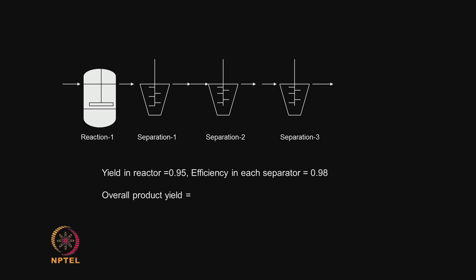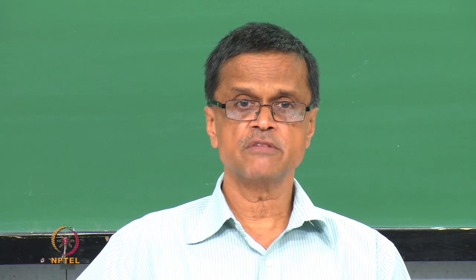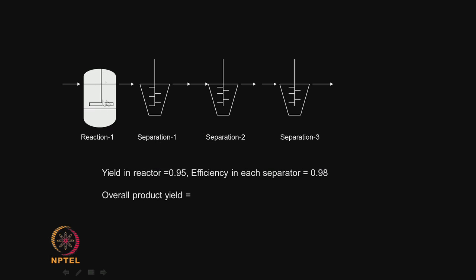Okay. So, look at another problem. As I said, any process will have several downstream units: filters, chromatographies, extraction and so on. So, imagine a process where you have a bioreactor or a fermenter with 95% yield and 3 downstream units, each one being 98, 98, 98. What will be the overall product yield? Now you know how to do that. You just have to multiply all of them: 0.95 into 0.98 into 0.98 into 0.98.